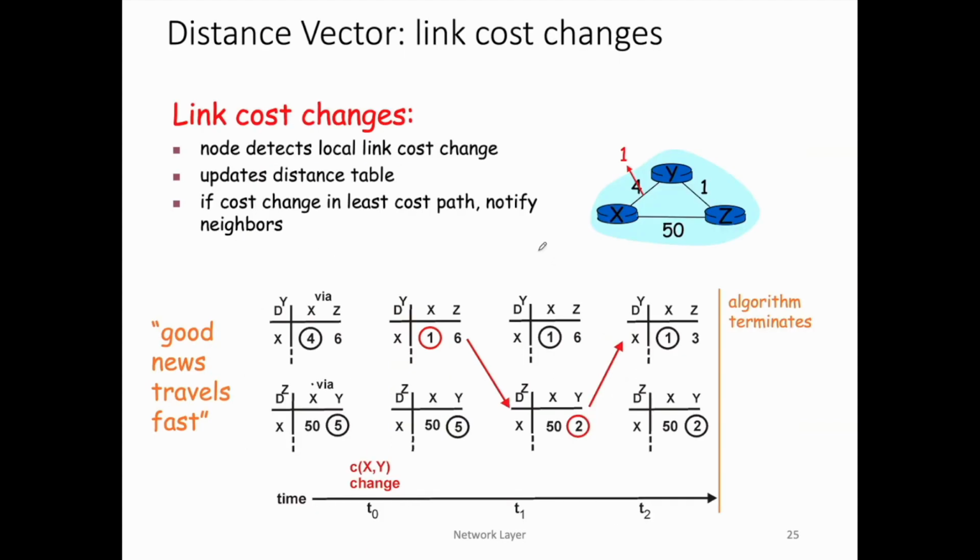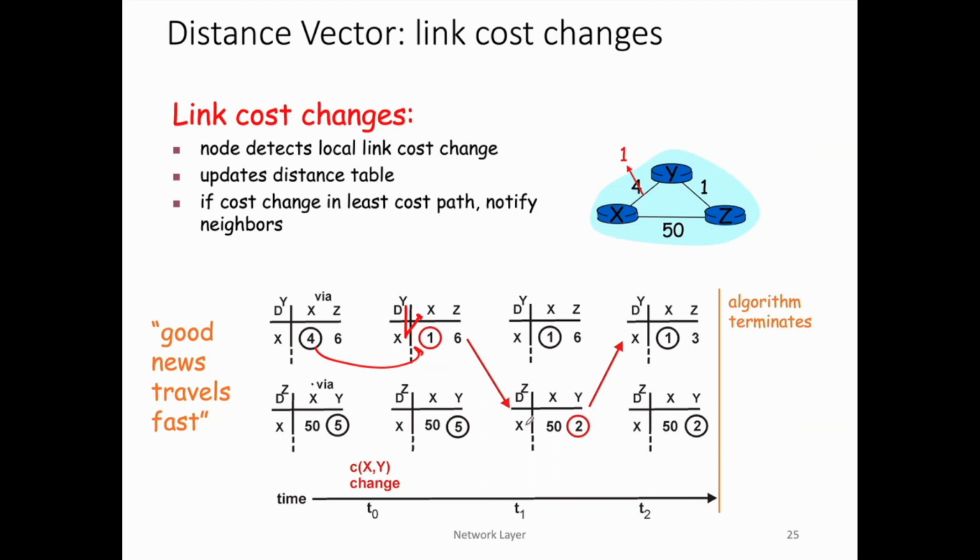Okay, so let's see how a least cost change can create a problem and can result in a loop. So let's assume a sunny day scenario. There's good news that the cost from y to x has changed from 4 to 1. So at time t0, we notice that the cost from y to x via x, x being the direct neighbor, has changed from 4 to 1. So obviously this is the new least cost.